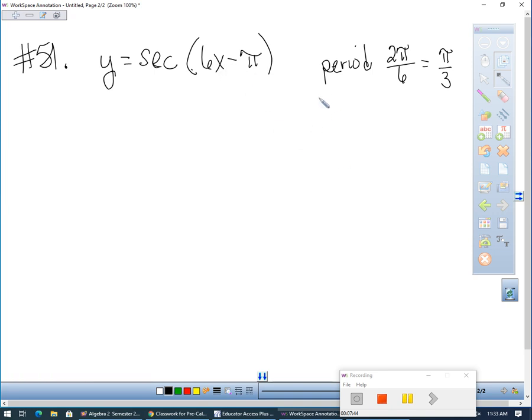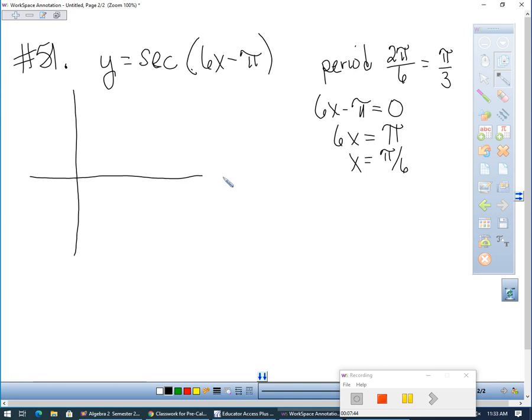Your phase shift, 6x minus pi, is equal to 0. So 6x equals pi, which means x equals pi over 6. So this is going to the right, pi over 6. All right, so let's talk about what a secant is. First of all, in our whole period, secant is the inverse of cosine. Remember, cosine starts up here, goes down, and finishes up here. So it actually crosses in two places, and right here in the middle, it's at its lowest point, right?